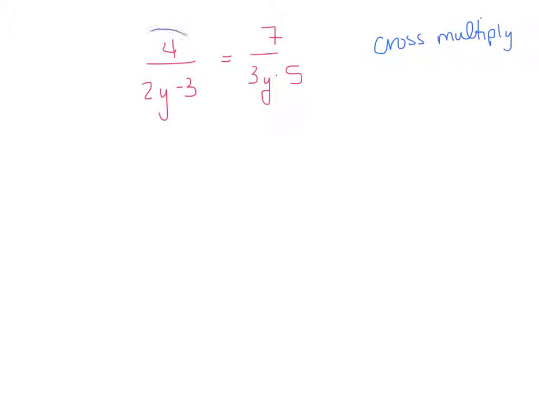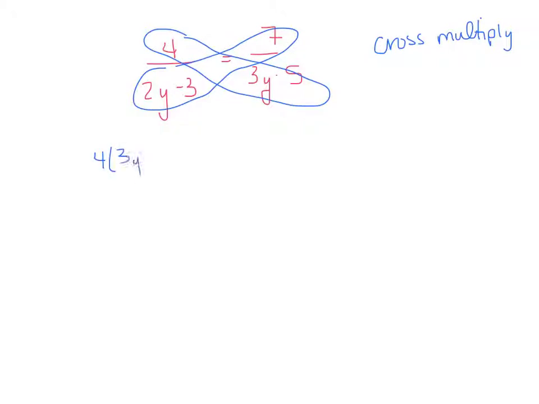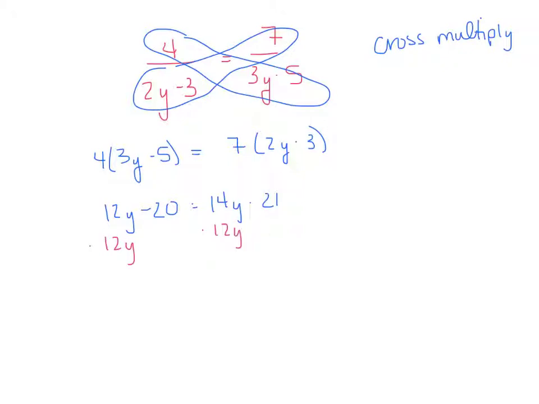And so we're going to multiply diagonally, and that product is going to equal the product of the other diagonal. So if you write it out, it's going to be 4 times 3y minus 5 equals 7 times 2y minus 3. And then from here, in this case, it's a really simple linear equation. So we're going to distribute. And then we want to move our y's to the same side. And at the same time, if you feel comfortable with moving your constants to the other side, or you could do that in another step, 1 equals 2y, and we get y equals 1/2.